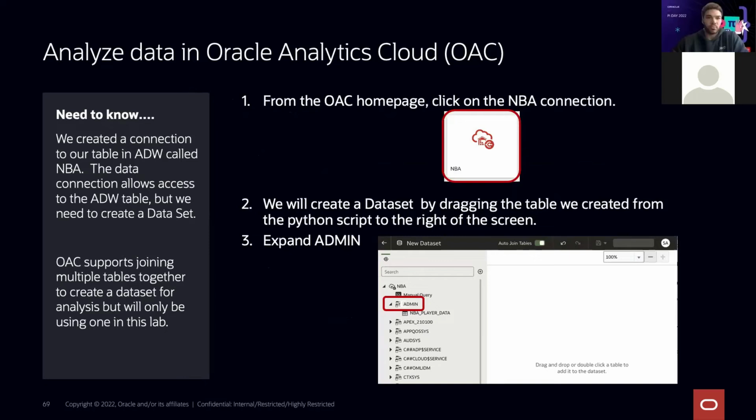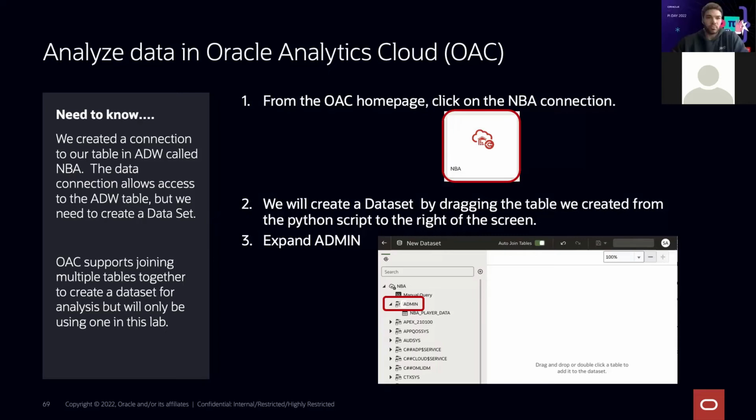Okay, so we are at the beginning step of where we left off from creating the connection. We're clicking on that NBA connection field. And what that's going to do is take us into a data set field. And a data set is going to be an organization of tables where you can define joins. We've just released the ability to have multi-table data sets where you can do things at a really granular level.